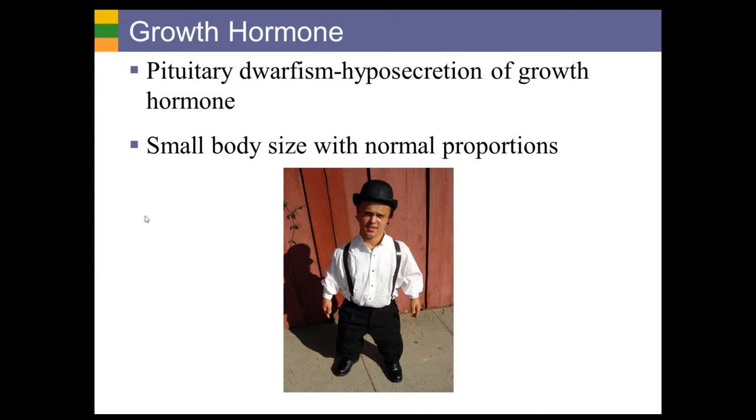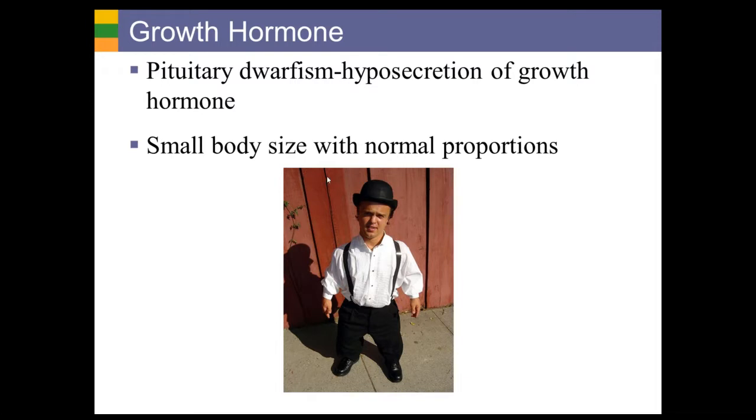Lastly, because I know we've run out of time here, what about if you have hyposecretion, or abnormally low secretion, of growth hormone? Well, that can lead to what's called pituitary dwarfism. With hyposecretion, you don't get the normal lengthening of the bones, and so you get dwarfism, but you get a body size where the proportions are normal.